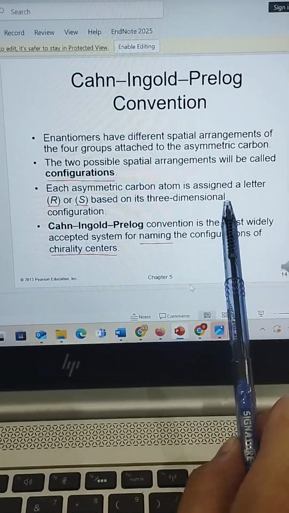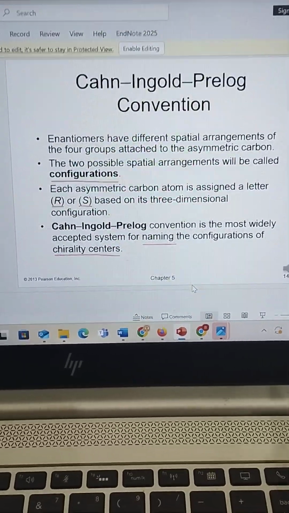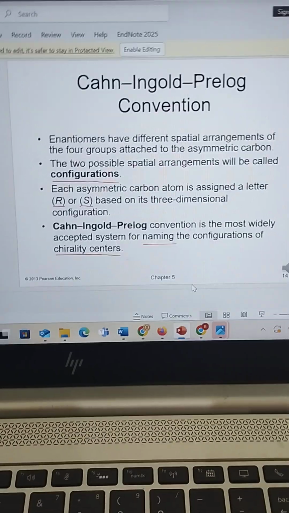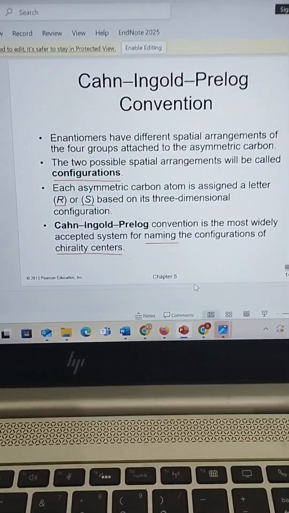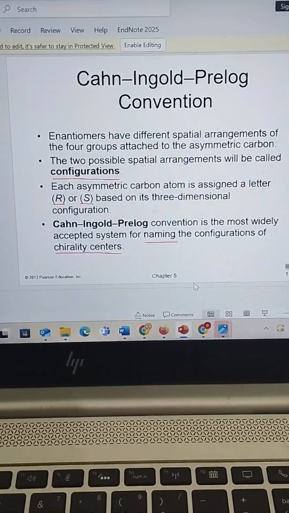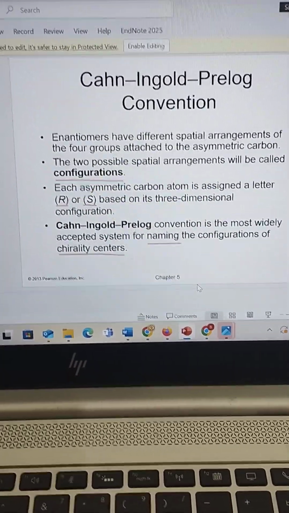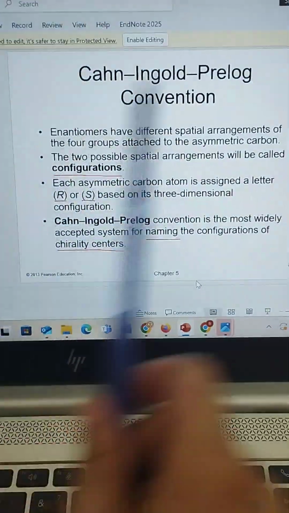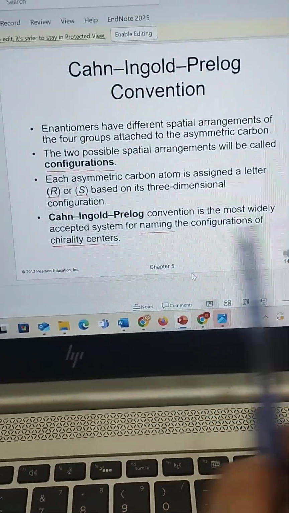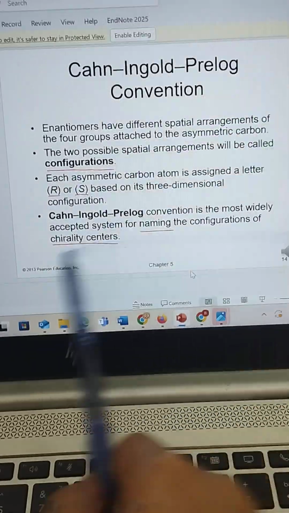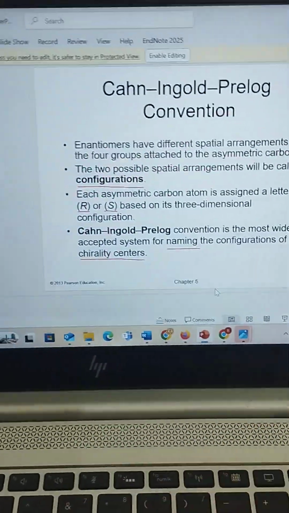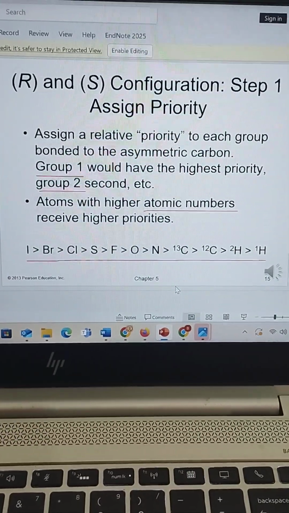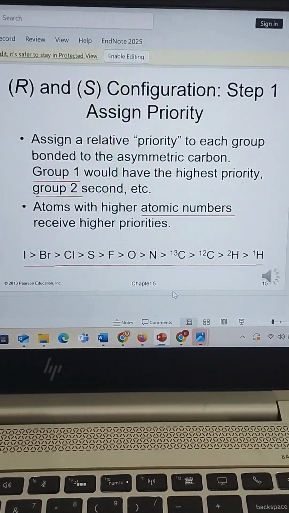They would be three-dimensional, and according to the orientation and configuration of the groups we will assign R and S. According to that orientation, we decide which molecule would be R and which would be S. This nomenclature, the Cahn-Ingold-Prelog convention, is the most widely accepted system for naming the configurations of chirality centers. So the first rule is to assign a relative priority to each group bonded to the asymmetric carbon.